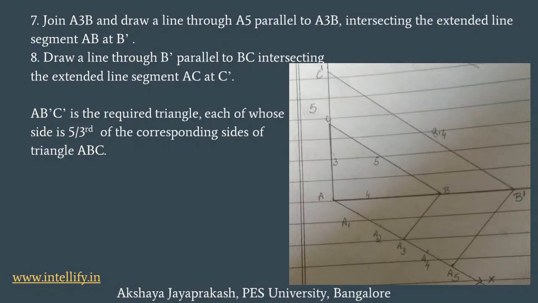Next, join A3B and draw a line through A5 parallel to A3B intersecting the extended line segment AB at B'. Draw a line through B' parallel to BC intersecting the extended line segment AC at C'. The triangle obtained AB'C' is the required triangle, each of whose side is 5/3 of the corresponding sides of the triangle ABC. We notice that AC' is equal to 5 cm, B'C' is equal to 8.4 cm, and AB' is approximately 6.67 cm.